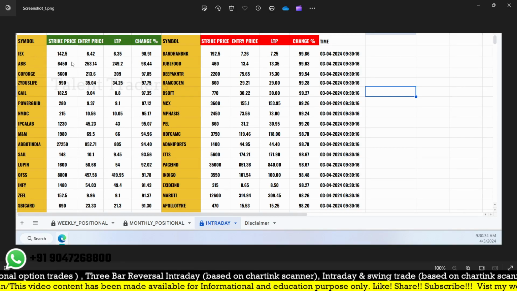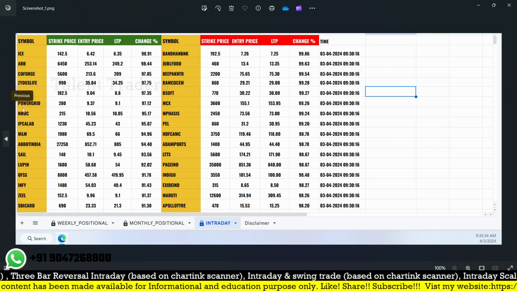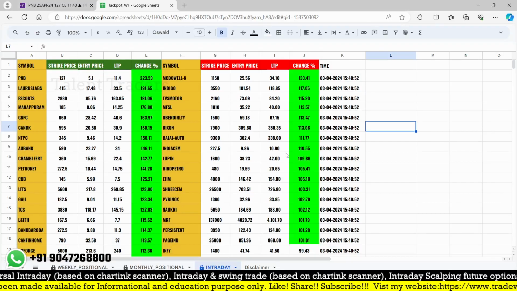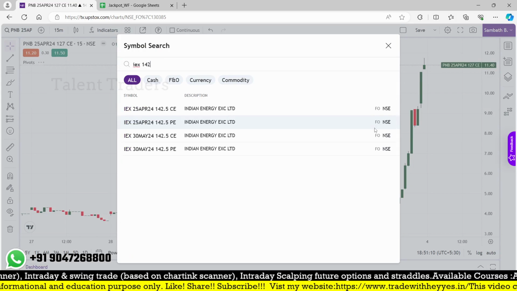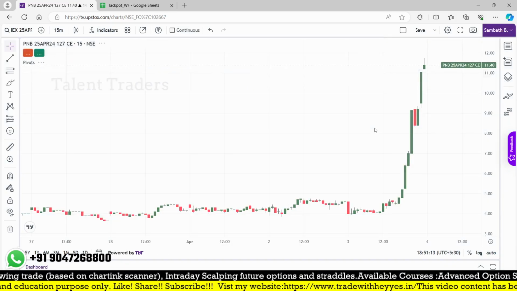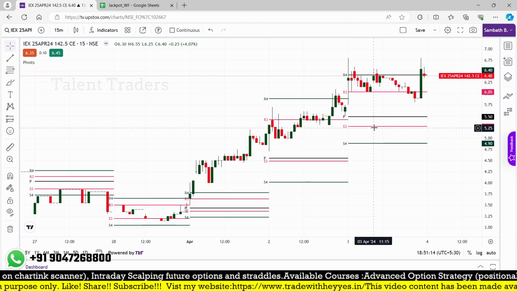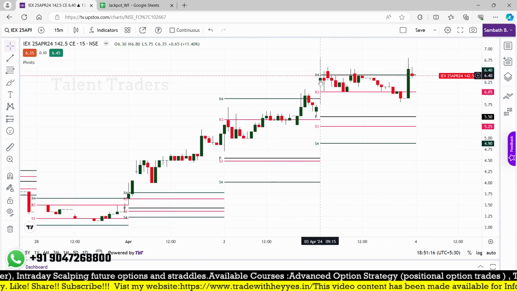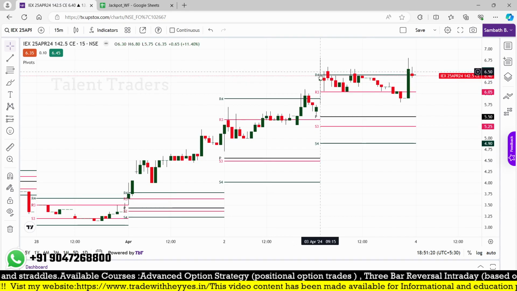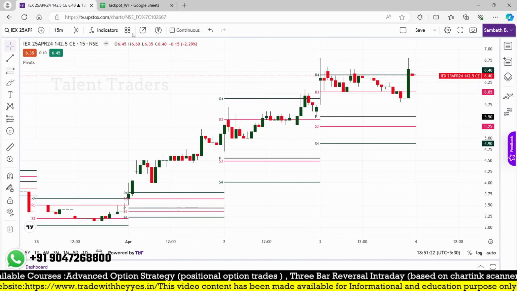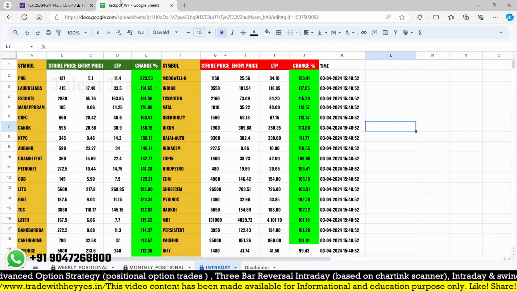So what is the stock? ABB 6450, IEX 142.5 is the topmost stock at 9:30. IEX 142.5 call option. Which one should be the top one? And if you are looking at IEX, it is in the first candle itself that it triggers our level. Okay, so we are simply ignoring the stock because it is not a fresh breakout.